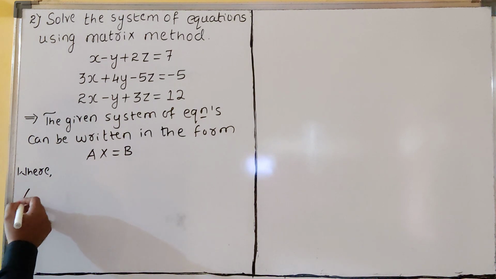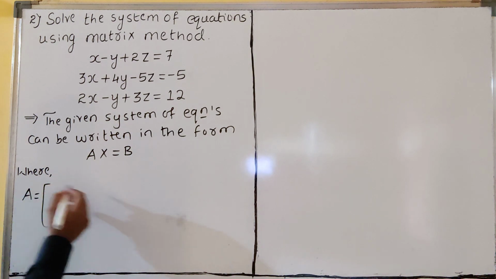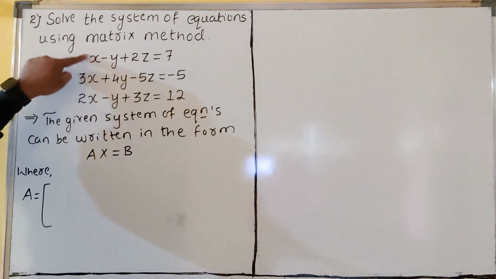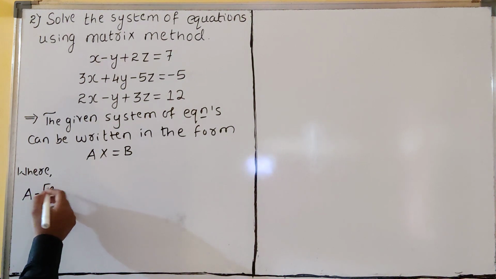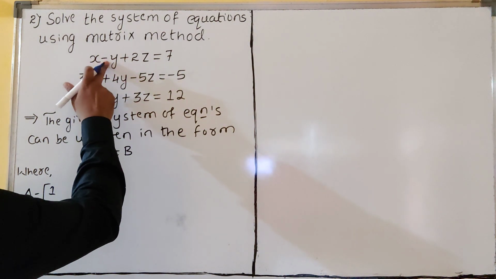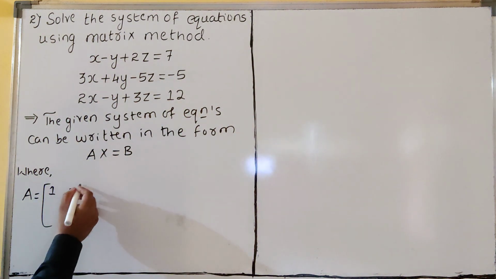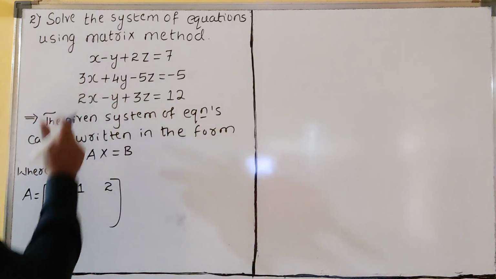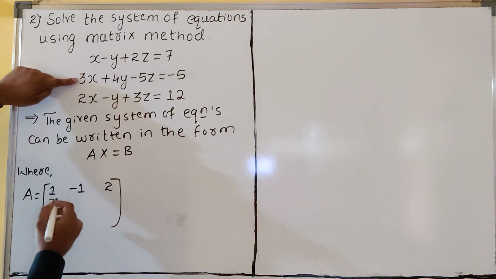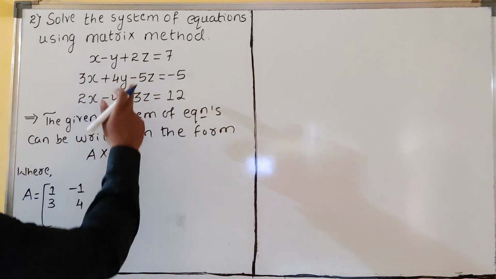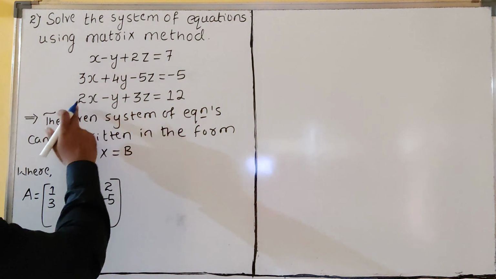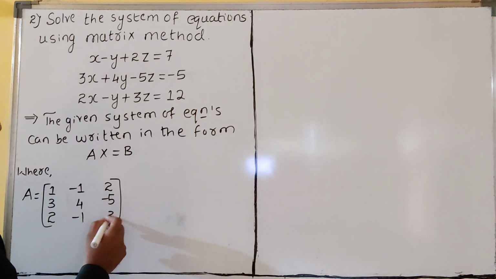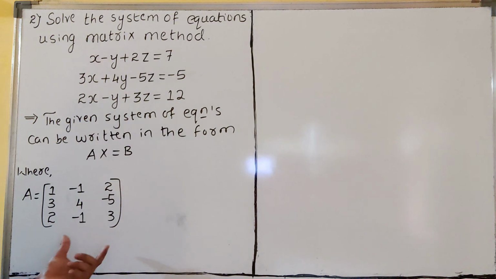a is what? A is, can you see this? How to write A, you know? In front of x value, what it is? Nothing is there, means 1 will be there. So in front of y, what is there? Minus 1. Here minus sign is there, that's why it will become minus 1. And z, that is 2. And now here second one is what? 3, 4, and this is minus 5, and this is 2, minus 1, and this is 3. Understood everyone? This is your A, dear students.